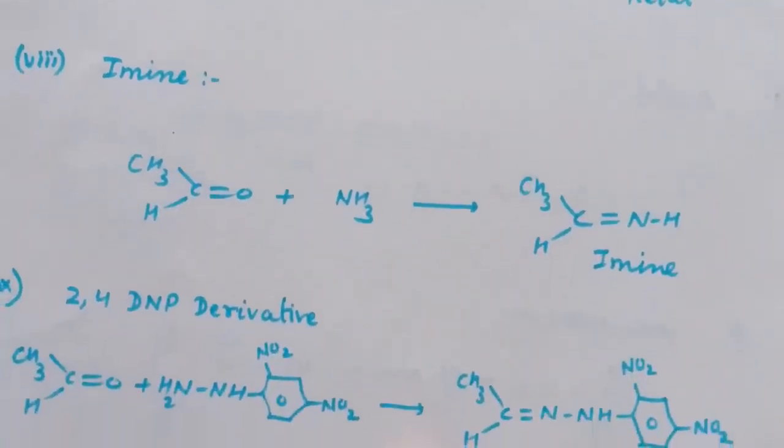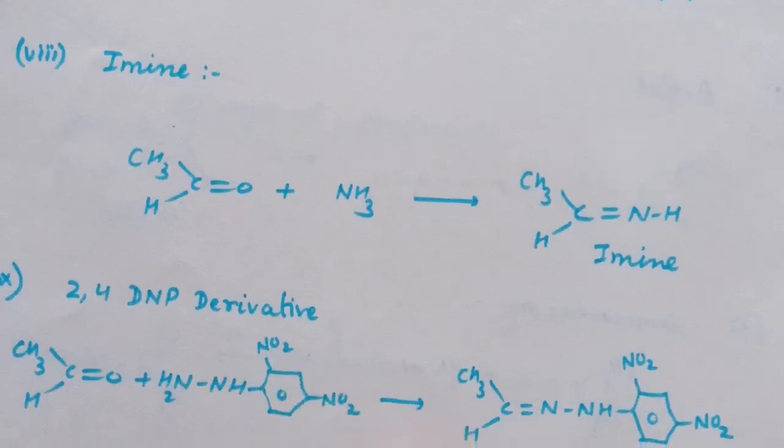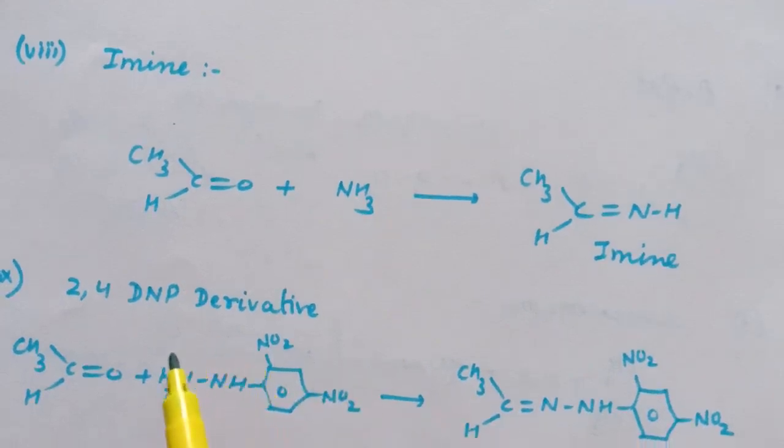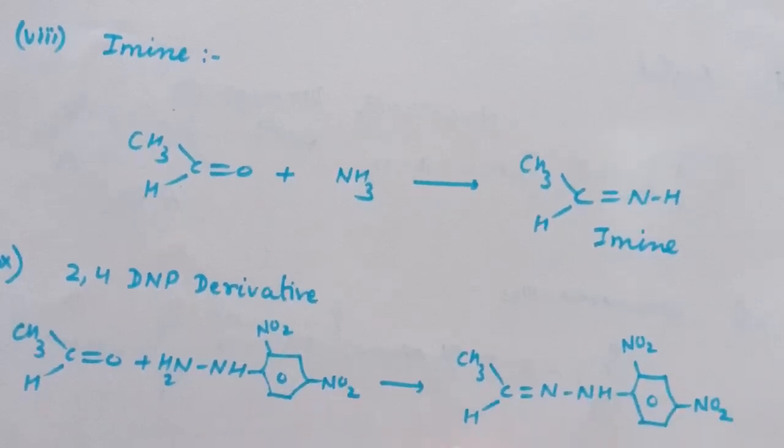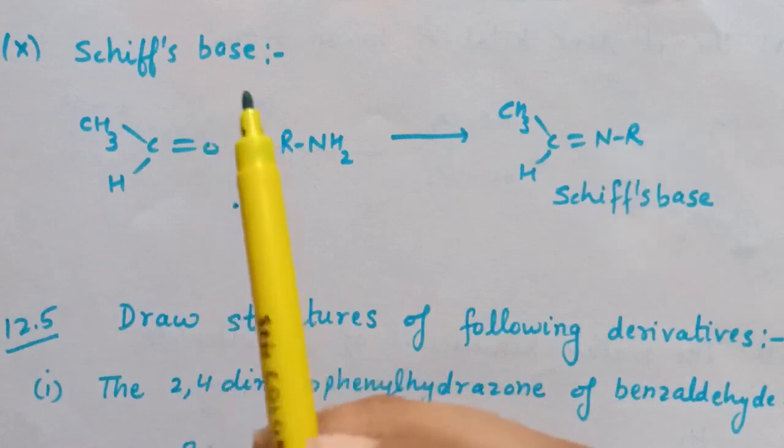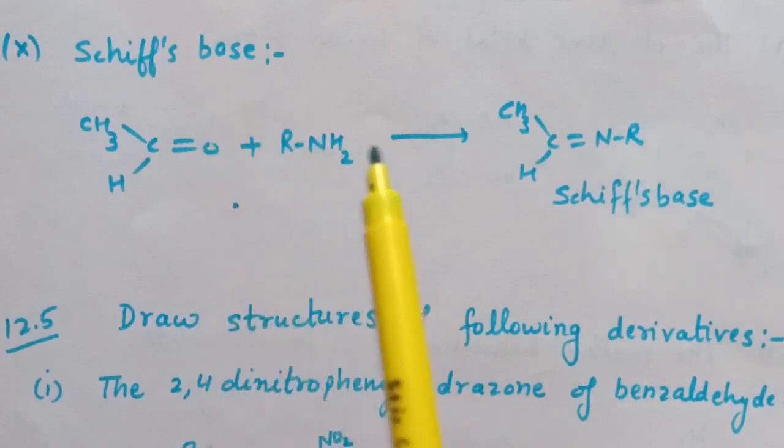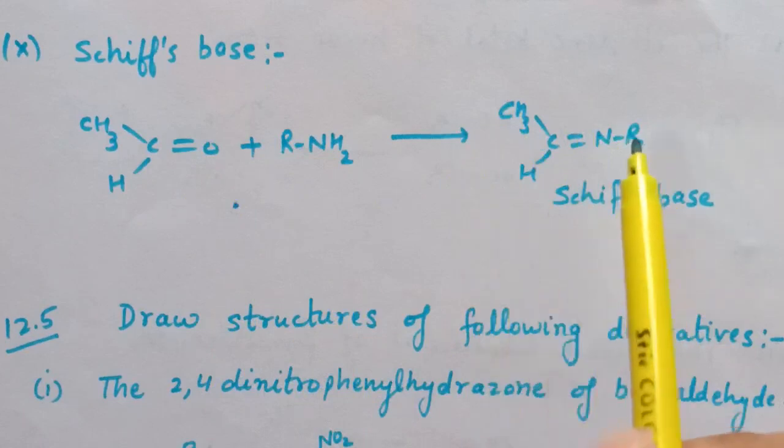Next is 2,4-DNP derivative. 2,4-DNP is 2,4-dinitrophenylhydrazine. This is the structure of 2,4-dinitrophenylhydrazine, and this is one of the derivatives of ammonia. Reaction of carbonyl compounds with 2,4-DNP derivative results in the formation of 2,4-dinitrophenylhydrazone. This is the reaction for 2,4-DNP derivative of carbonyl compounds, taking the example of ethanol. Next is Schiff's base. Reaction of amine with carbonyl compounds results in the formation of Schiff's base. This is the structure of Schiff's base.